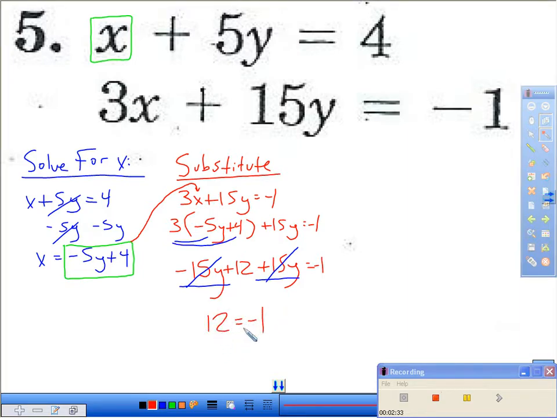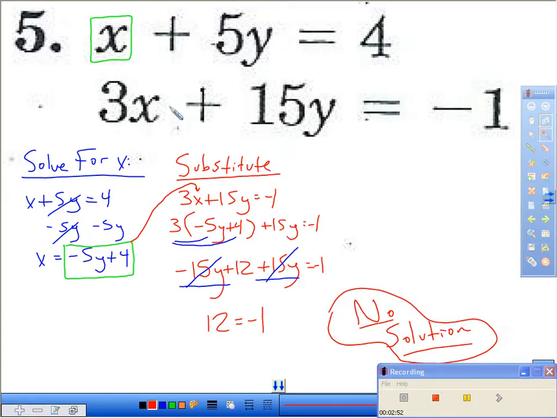Well, all of the variables canceled. We just have one constant equal to another constant that are not actually equal. So that tells us then on number 5 our solution, or our answer, is going to be no solution. There is not a single ordered pair that would make both of these equations true.